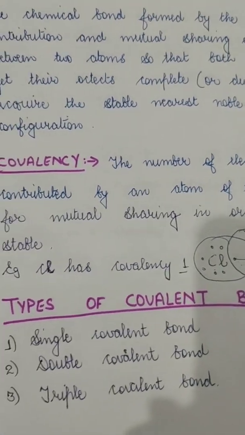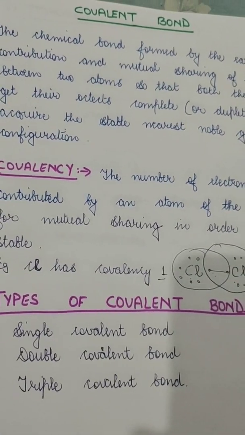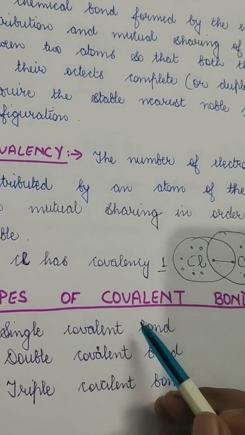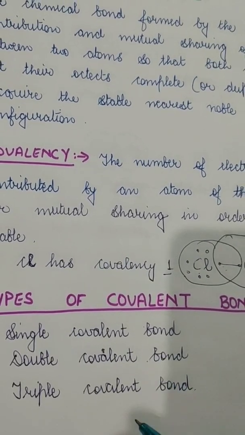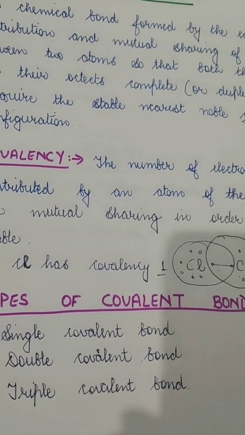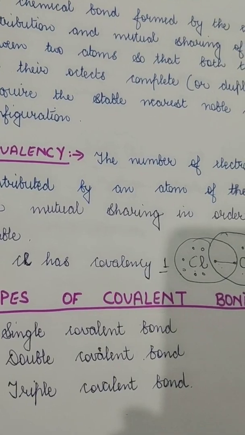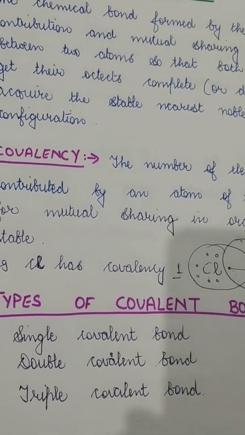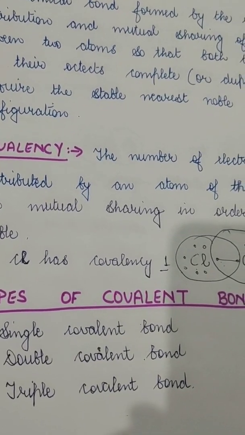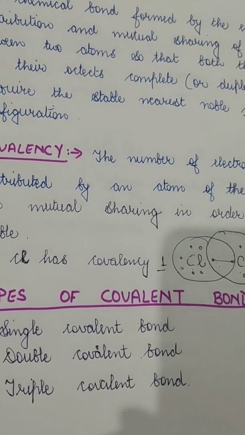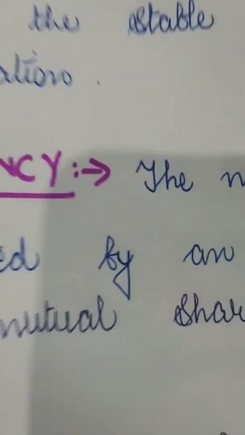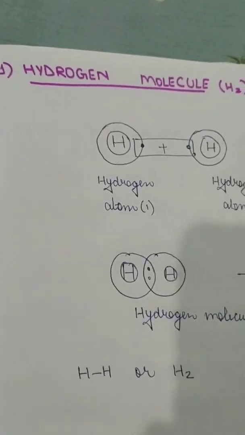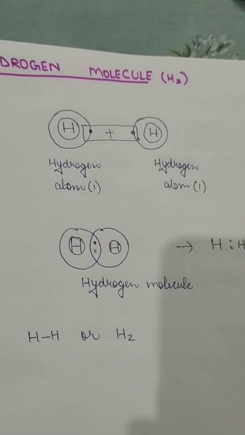Okay, so after that come the types of covalent bonds. Now we have 3 types of covalent bonding, that is single covalent bond, double covalent bond and triple covalent bond. All these bonds are covalent, but they differ in how many bonds are being formed. So first we'll do an example of a single covalent bond, which is hydrogen.